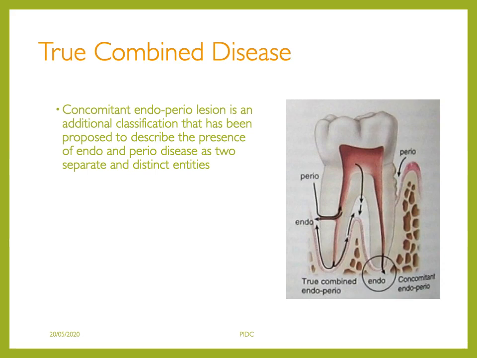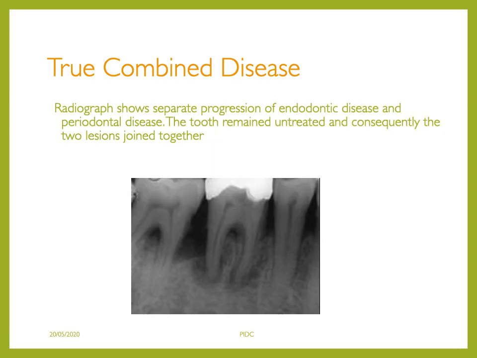Concomitant endo-perio lesion is an additional classification, and in this condition the endo and perio disease are two separate and distinct entities. So they are two separate lesions in and around the tooth surface. That is the concomitant endo-perio lesion. In the radiograph, you can see two lesions, one endodontic lesion and one periodontal lesion. If left untreated, they eventually join. But it is very difficult to identify the true combined disease.